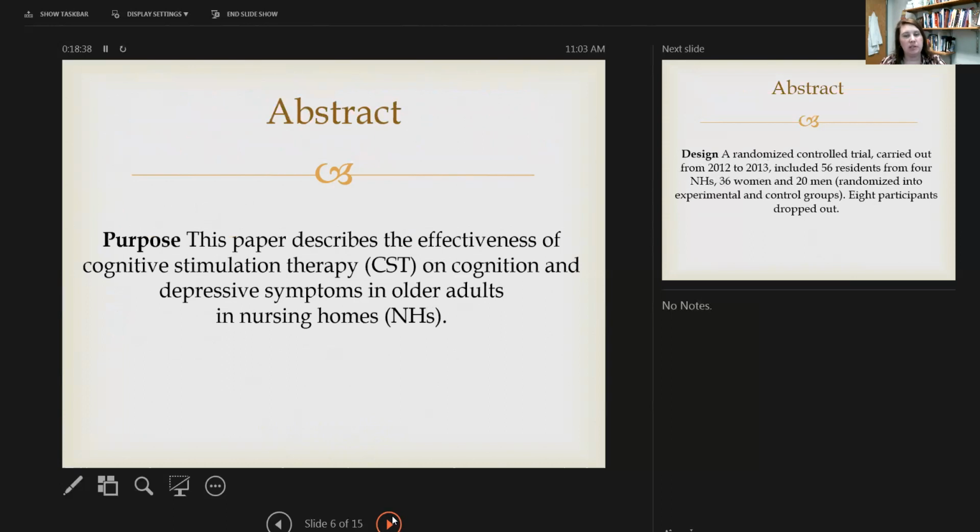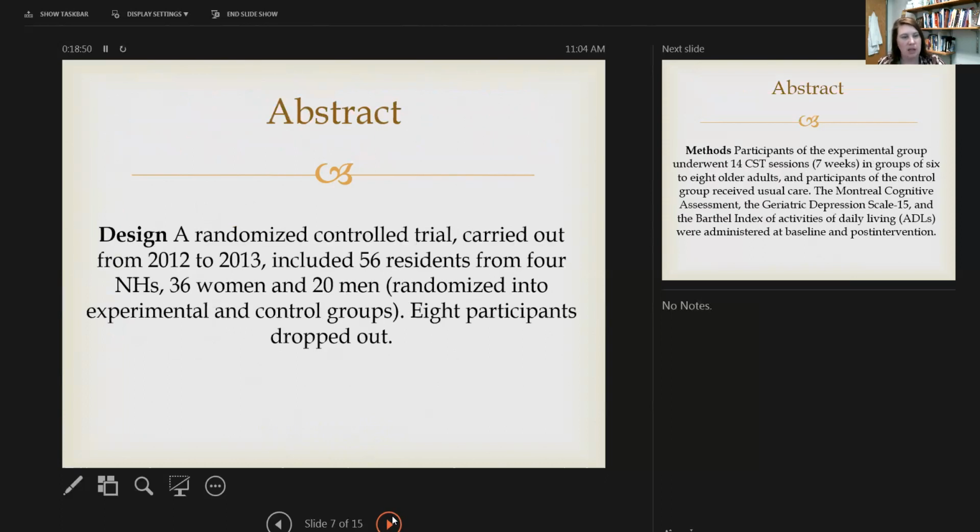This paper describes the effectiveness of cognitive stimulation therapy on cognition and depressive symptoms in older adults in nursing homes. The design: this was a randomized controlled trial carried out from 2012 to 2013 and included 56 residents from 4 nursing homes. 36 were women and 20 were men. They randomized these people into experimental and control groups, and of note, 8 participants dropped out throughout the study.